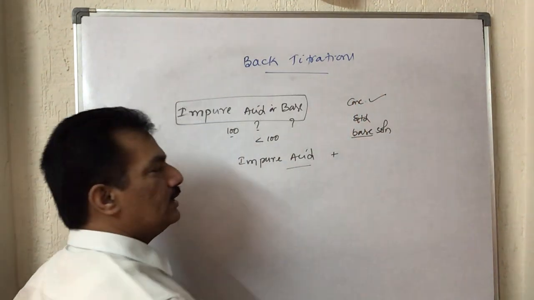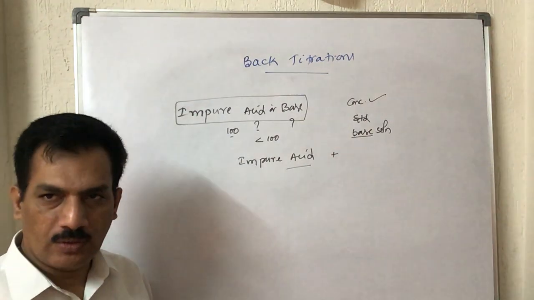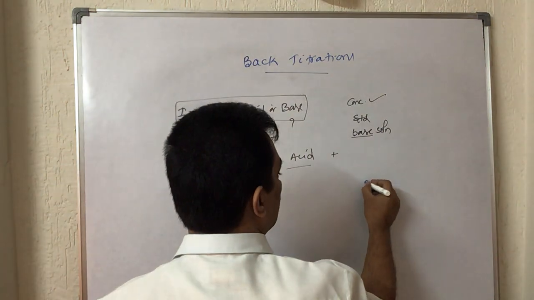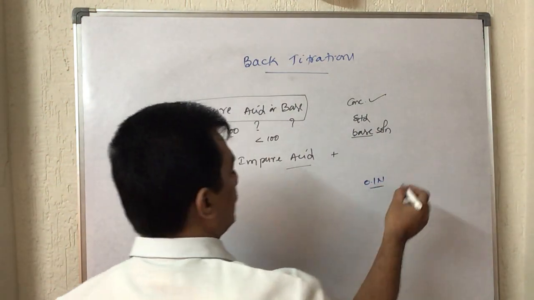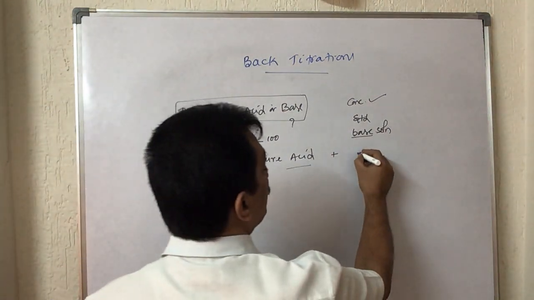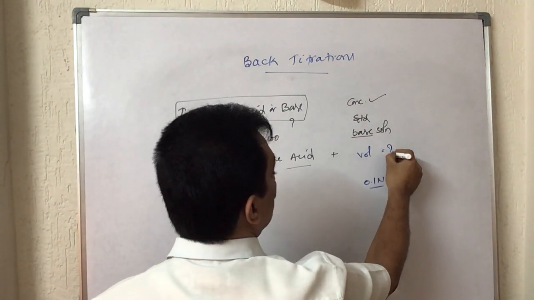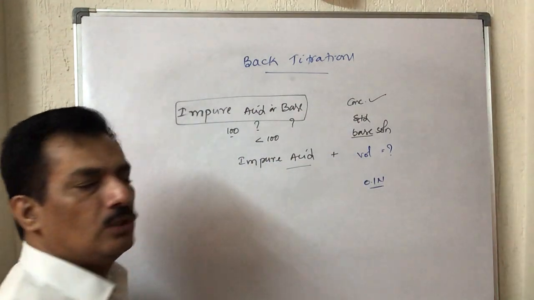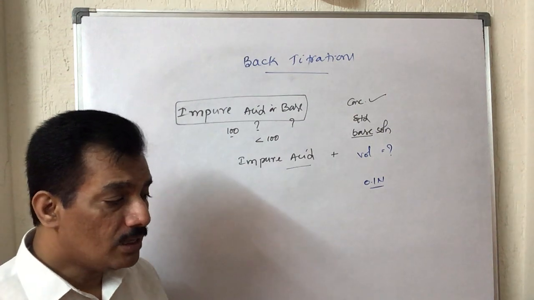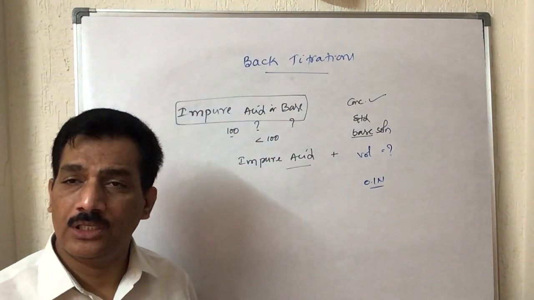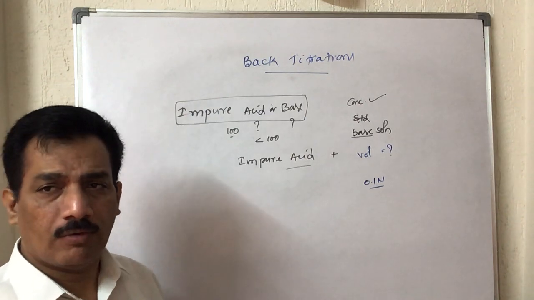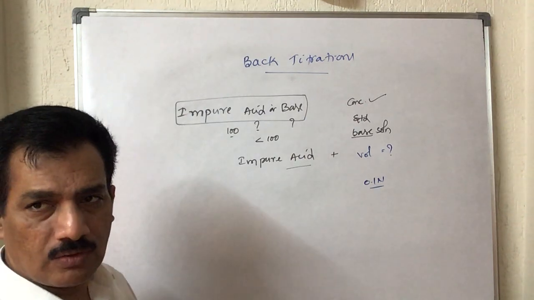Concentration is known to us from this standard basic solution. But if the concentration is known, say for example 0.1 normal, for your convenience, then how much volume do we have to use? What is the volume quantity we use to neutralize this impure acid? We don't know, because depending on the amount of acid present in that impure condition, it requires more or less volume of this 0.1 normal basic solution, is it not?